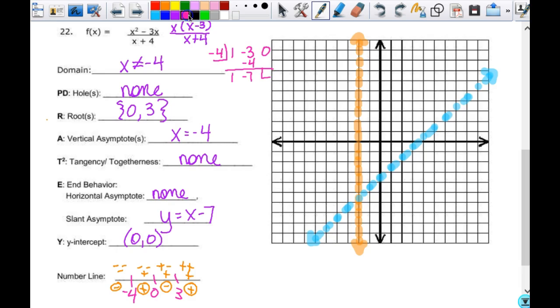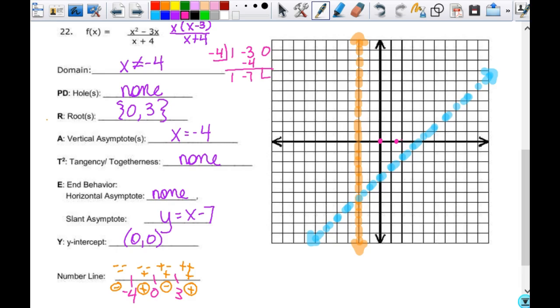Okay, so I've got my 2 asymptotes. Then I'm going to plot what I can plot. I have a root at 0. I have a root at 3, but I'm counting by 2s. So I'm reminding you, I'm also reminding myself every time I do anything. My y-intercept was at 0, 0. Okay, so that's all I've really got there.